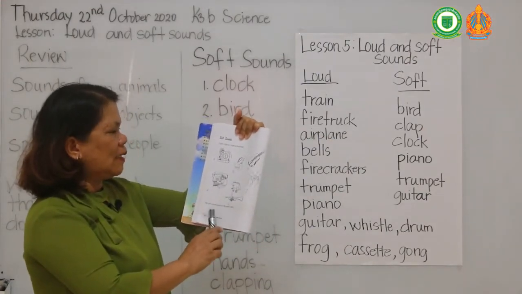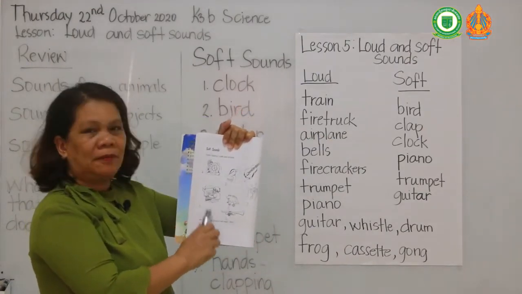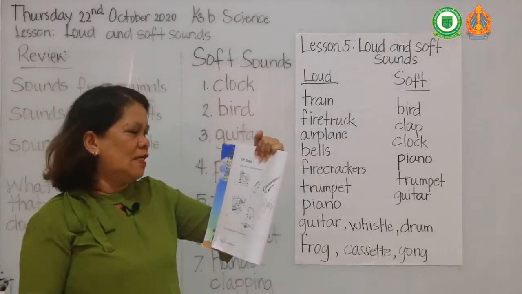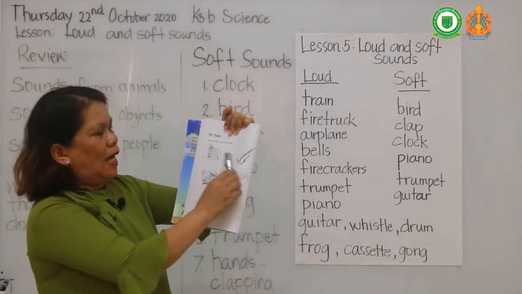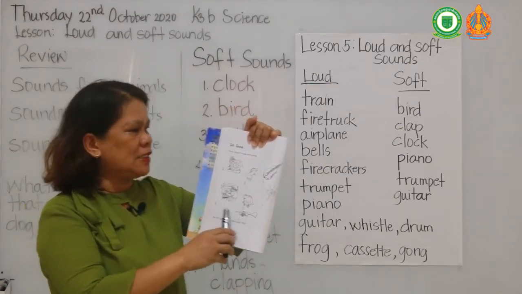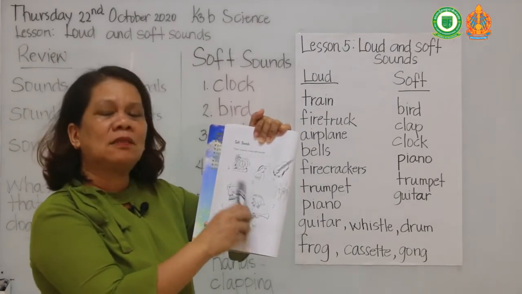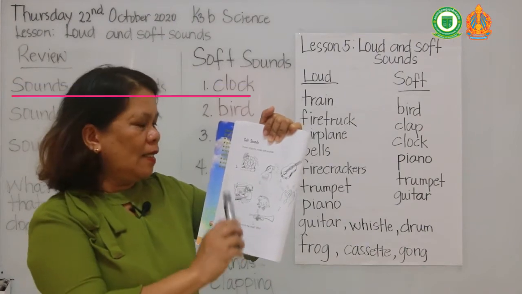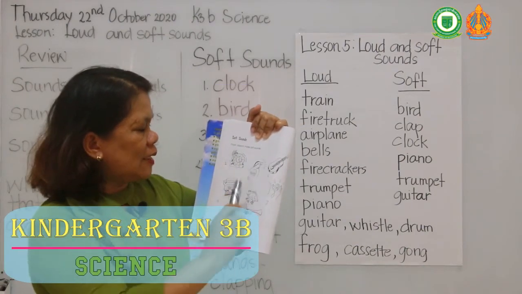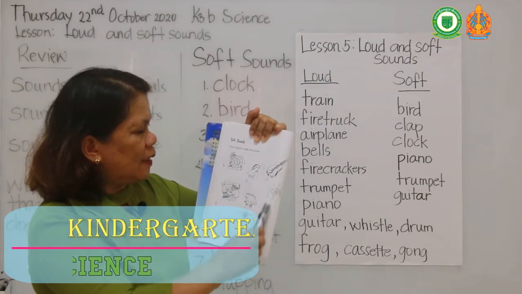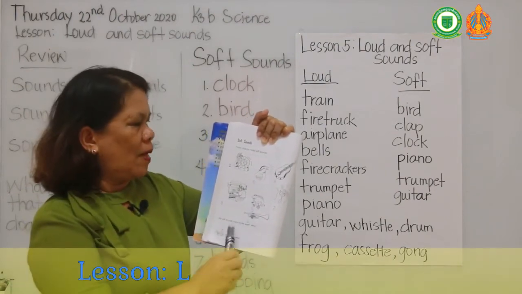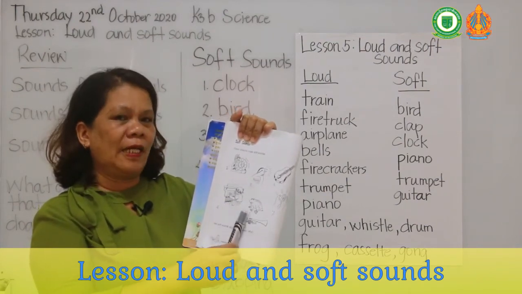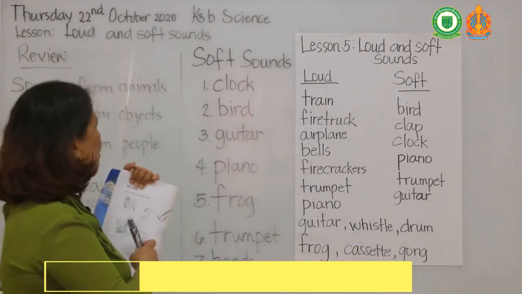So this is maybe your first activity, but it's not your task. You have different tasks later. I want you to name these objects that make soft sounds. You write the names of these objects. There are animals here, and most of them are objects. I want you to write the names of these objects by copying from the board.